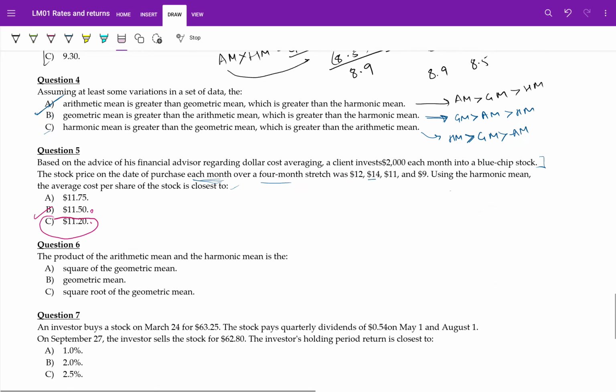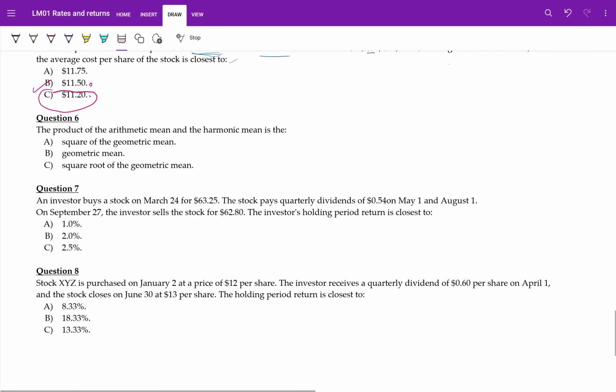Let's move to question number six now. Question number six is: the product of the arithmetic mean and the harmonic mean is what? So they are asking about the product of the arithmetic mean and harmonic mean. You need to remember this relation correctly because at times they might ask you about the product of arithmetic mean and geometric mean maybe.